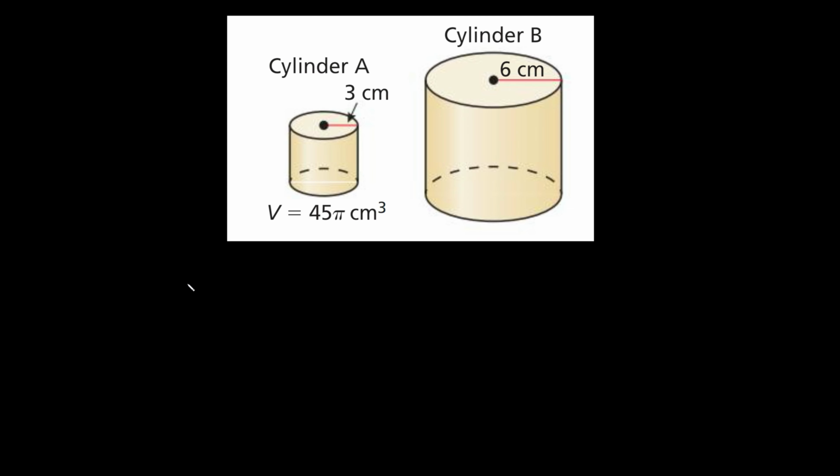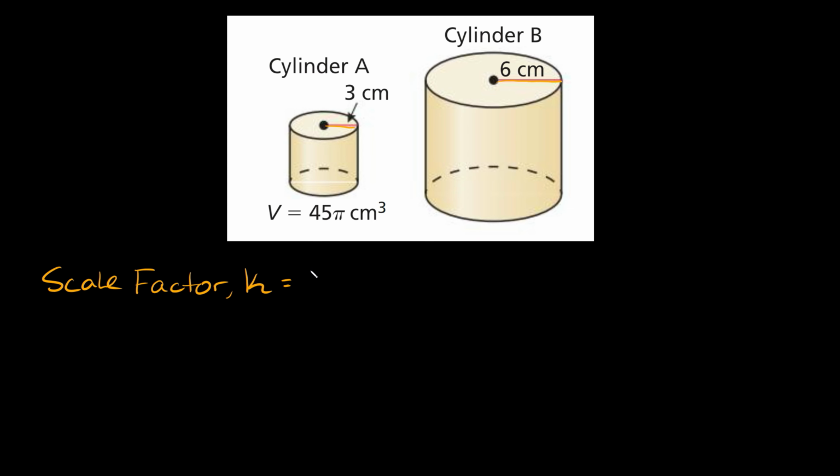Okay, so the first thing you want to do with these types of problems is find a scale factor. So let's write that out. The first thing we want to find is the scale factor, which is labeled as K. Now, in order to find this scale factor, you just have to compare two similar dimensions. So for instance, here we're given the radius of cylinder A and we're also given the radius of cylinder B. So we can simply use those two dimensions since they're both radii, okay?